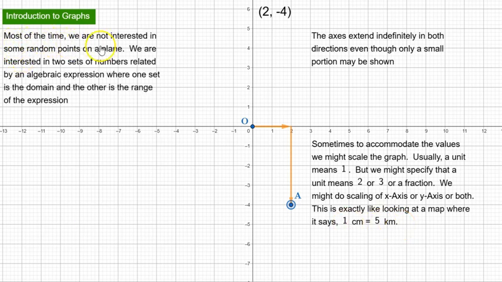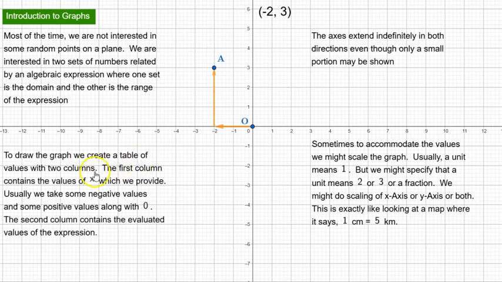Remember, most of the time we are not interested in some random points on a plane. So here, this was just a random point that I was showing you. This is not very helpful except for us to understand how plotting of points is done. We are interested in 2 sets of numbers related by an algebraic expression, where one set is the domain and the other is the range of the expression. To draw the graph, we create a table of values with 2 columns.